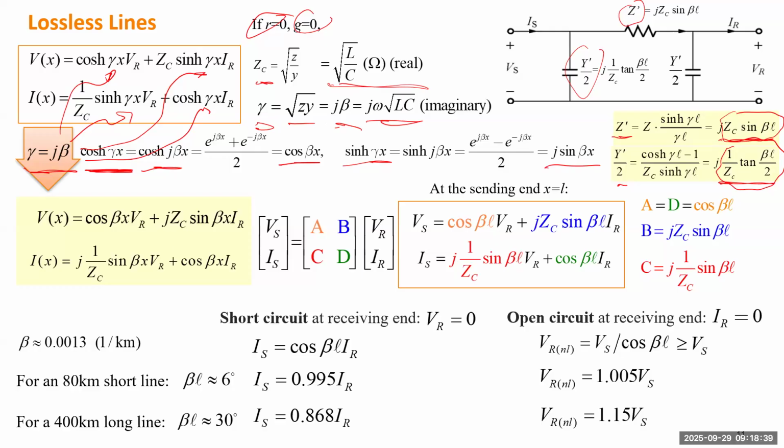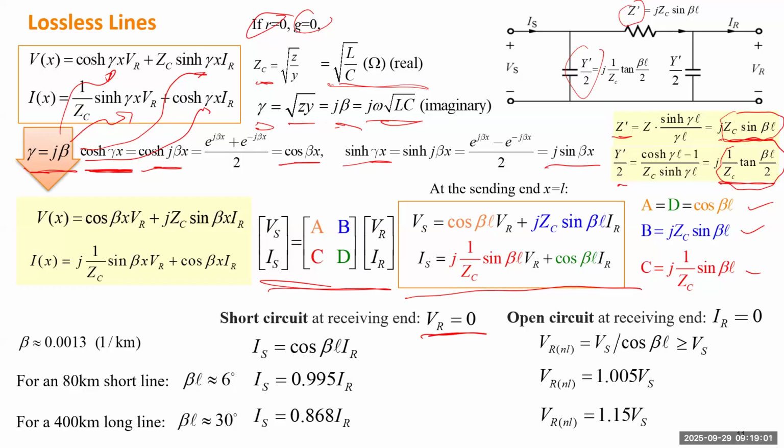So we can still take this transformation, and we'll have those coefficients calculated by those expressions. We utilize this model to study two special contingencies. One is the short circuit at the receiving end, when receiving end voltage is 0.